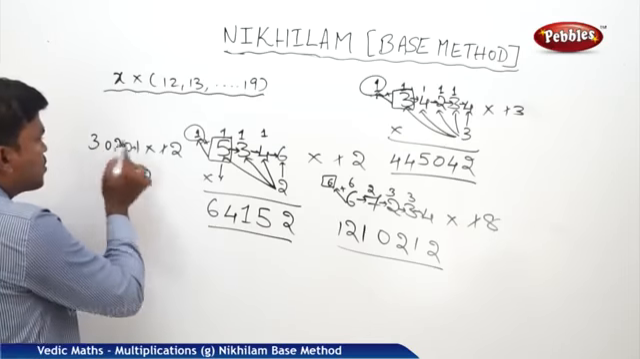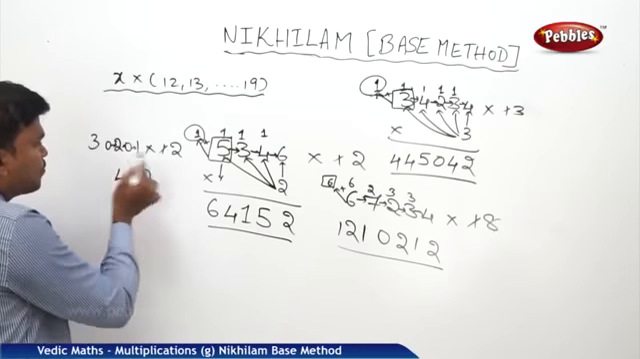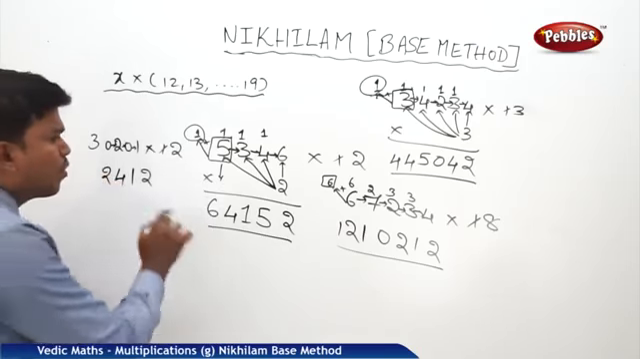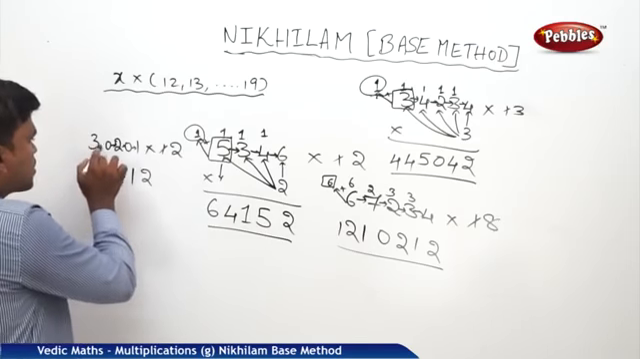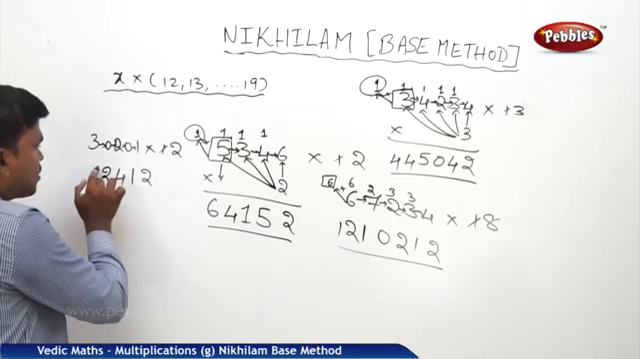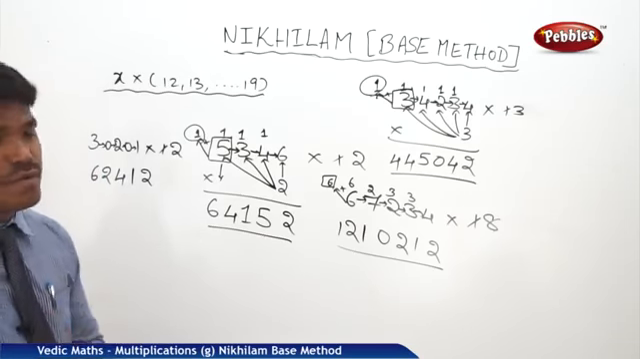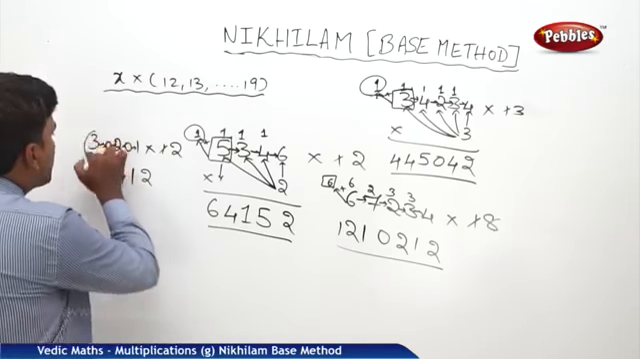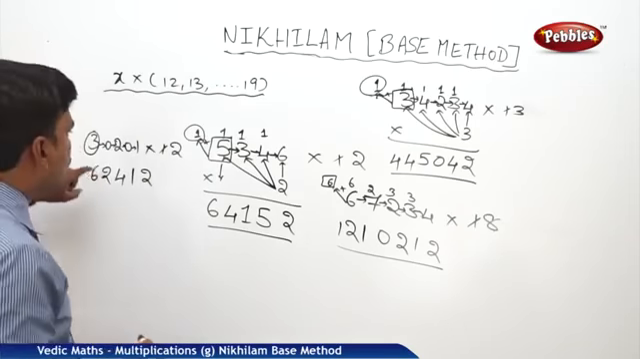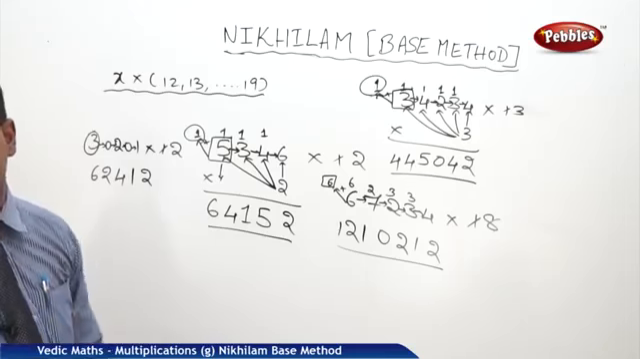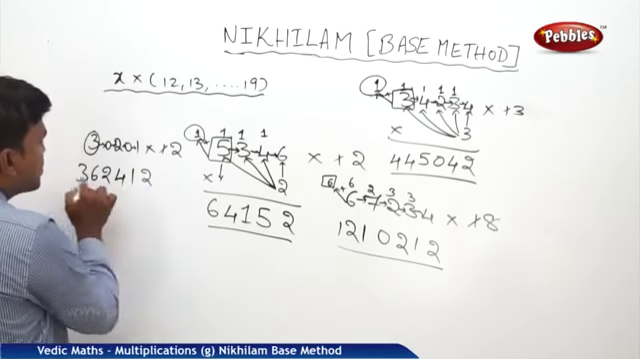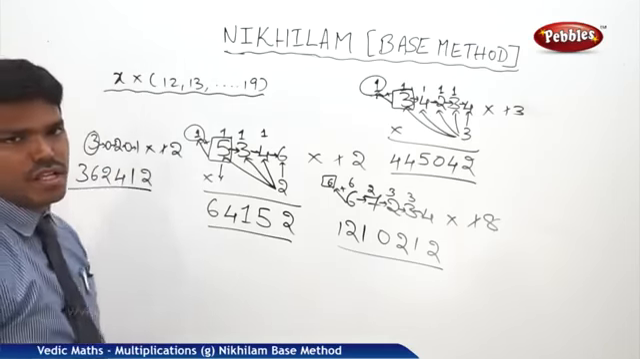2 0s are 0. 0 plus right side digit 2. Just drop 2. 2 3s are 6. 6 plus right side digit. Just drop 6 as it is. Now what is the last step? Drop the leftmost digit as it is. But before dropping, is there any carry? No, this time there is no carry. So simply drop 3 as it is. This will be your answer.